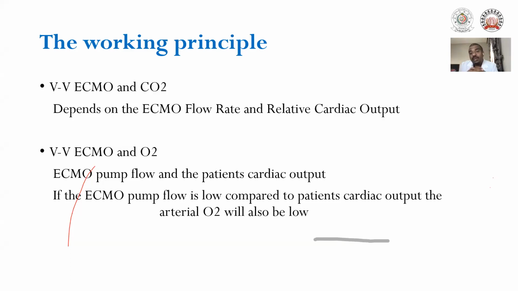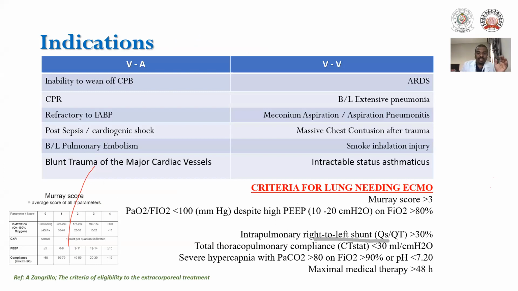It also depends on the oxygen flow rate, which is also called sweep gas to the oxygenator, the amount of oxygen that you are giving to the oxygenator. This is also important in veno-venous circulation. Arterial oxygen is determined by the relationship between the ECMO pump flow and the patient's cardiac output. If the ECMO pump flow is low compared to the patient's cardiac output, the arterial oxygen will also be low. That is the relation. If you increase the ECMO pump flow, it will increase the O2 in the mixed venous circulation and therefore increase the arterial oxygenation.